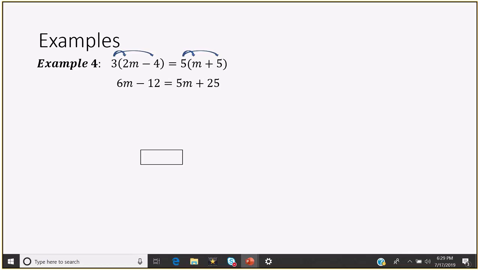And now I'm going to move the 5m to the other side, so subtract 5m. I get m minus 12 is equal to 25. Add 12 to both sides, I'll get m is equal to 37.